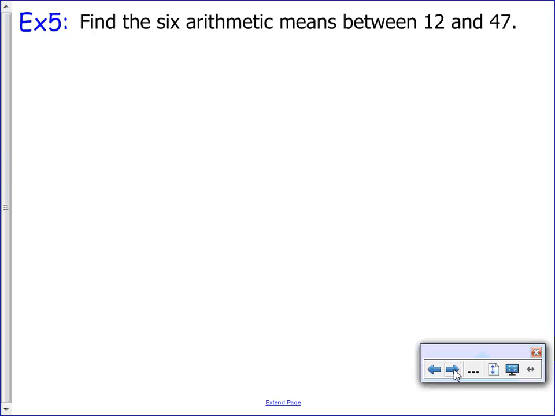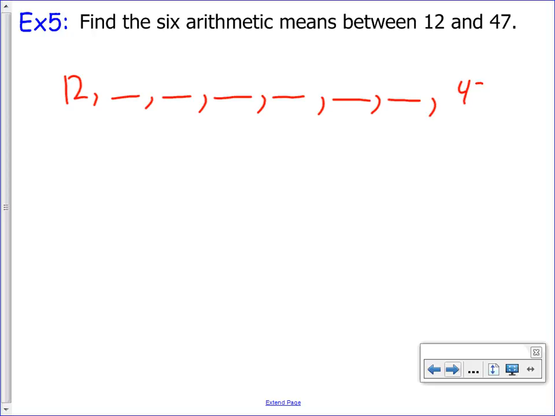3 minus 1. There's 2 spaces. That's right. Now, 6 arithmetic means. An arithmetic mean just means the numbers between. So we start at 12. There are 6 numbers between 12 and 47: 1, 2, 3, 4, 5, 6. Then there's 47.